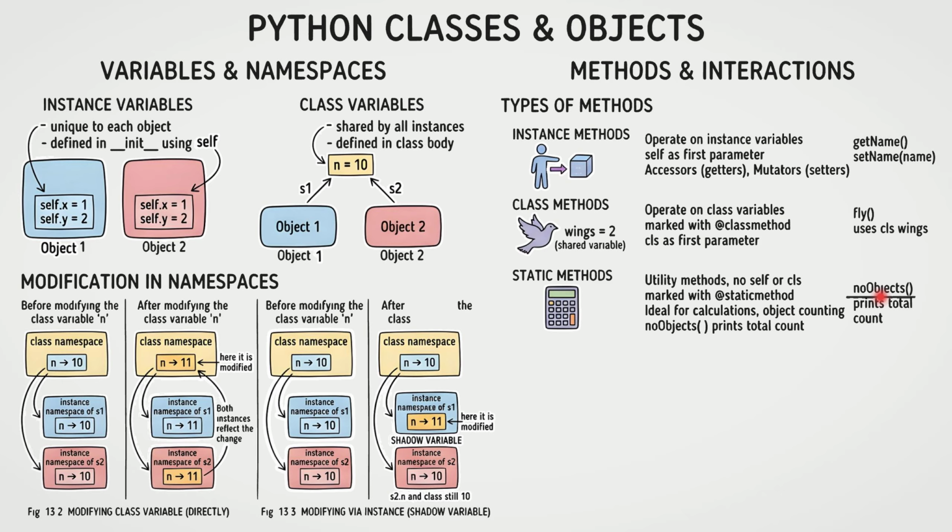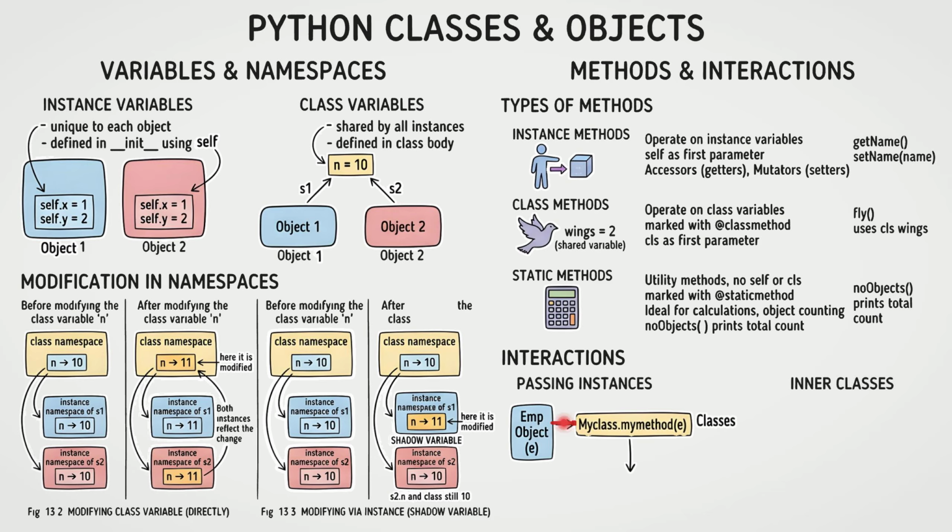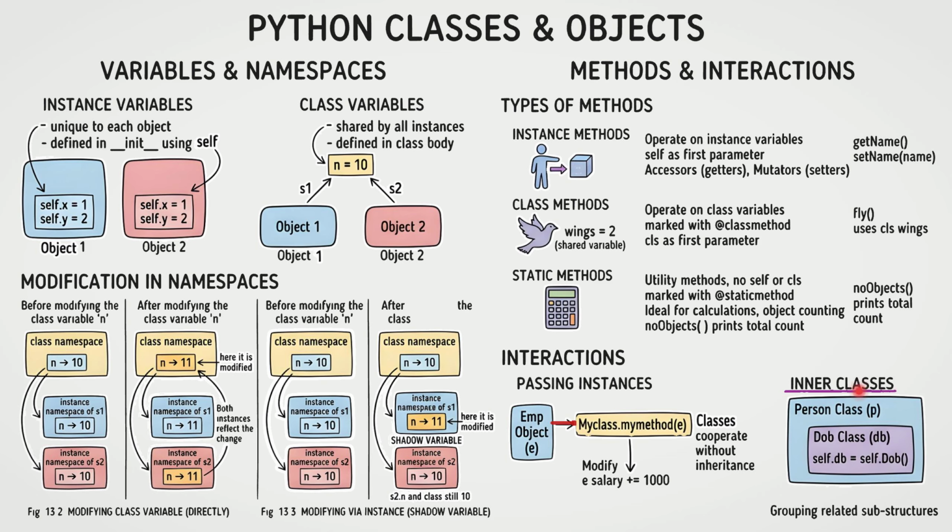Objects don't just exist in isolation, they interact with one another. One class can cooperate with another by passing an instance directly into a method. Here, an employee object e is passed into another class's method, allowing us to modify the employee's salary externally without needing complex inheritance. Finally, we can tightly group related structures using inner classes.